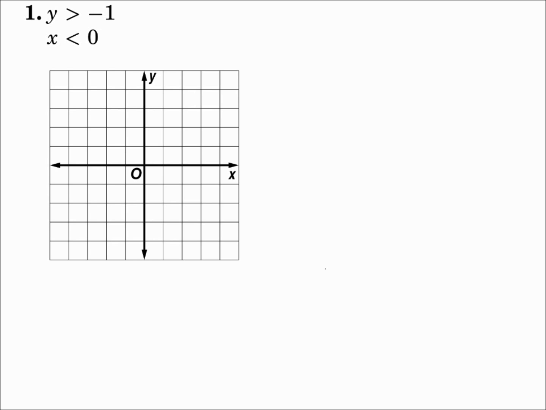For y is greater than -1, when y is a number, that's just a horizontal line through that number. So we have a horizontal line through -1. And since it's greater but not equal to, it's a dashed line. We'll do that one in red. So we have a dashed line through -1, horizontal. y is greater, so we will shade that above.